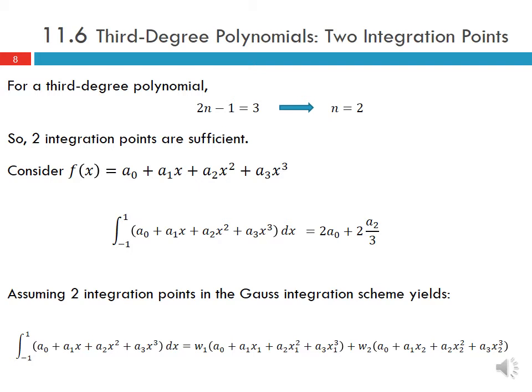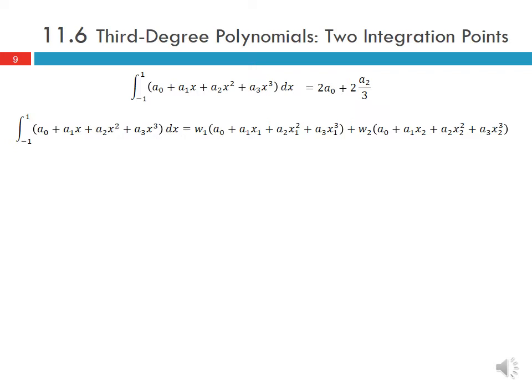So if we assume two integration points in the Gauss integration scheme, we have the form shown here. So our integral is approximated as w1, so the first weight times the function evaluated at our first integration point, x1, plus w2 times the function evaluated at our second integration point, x2. So this is just rewriting those two equations.